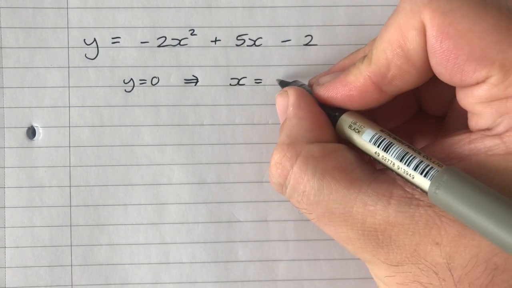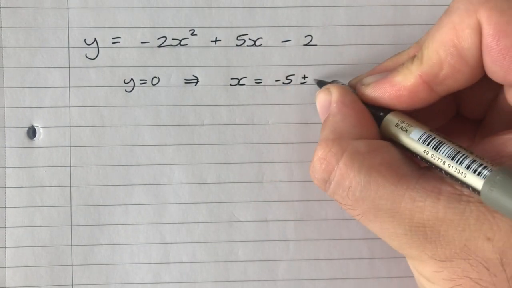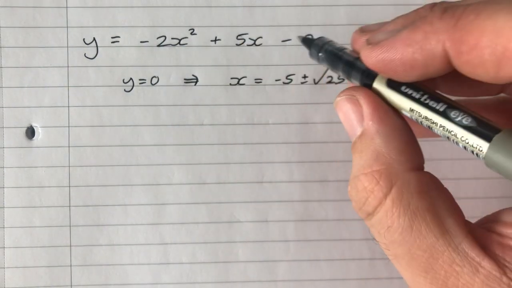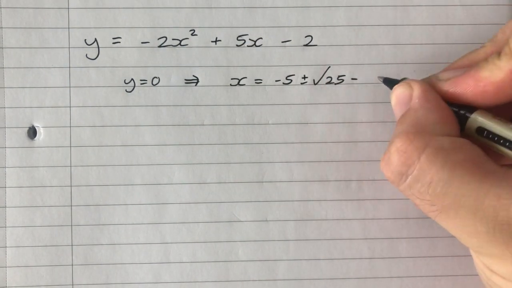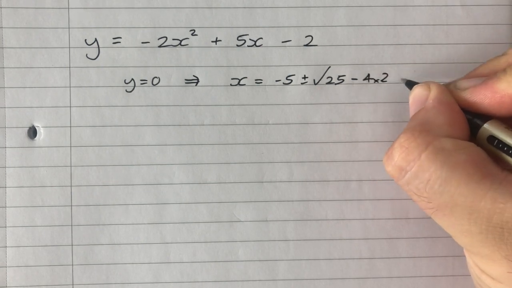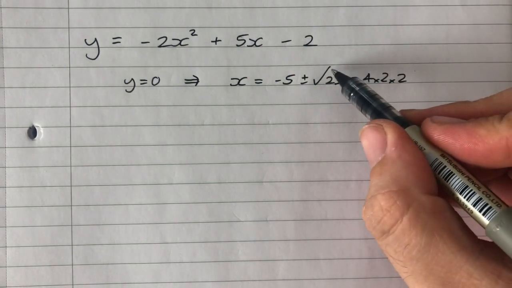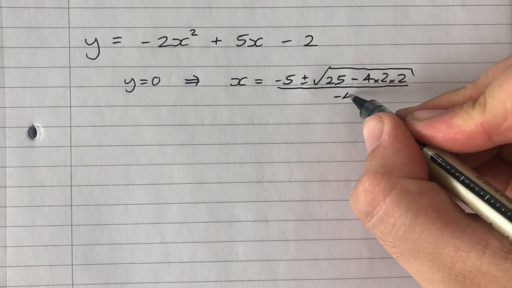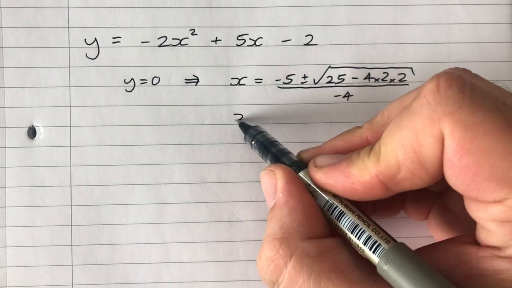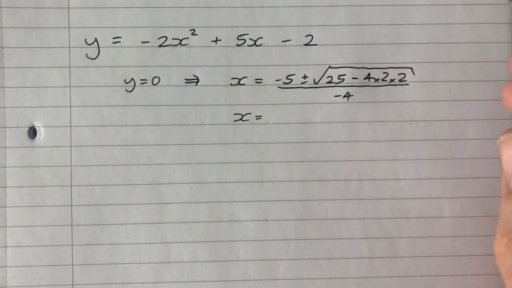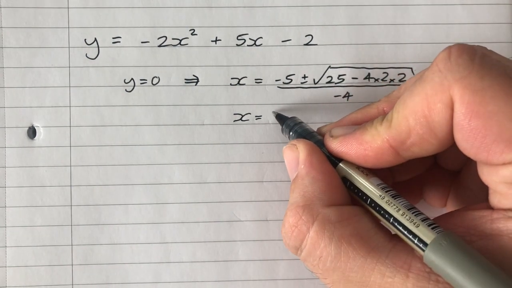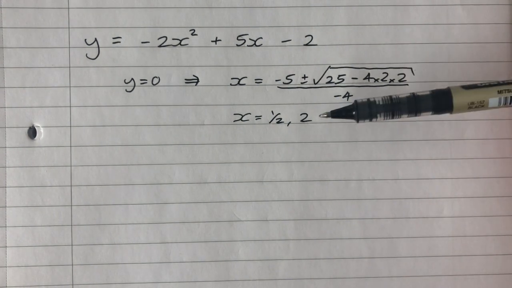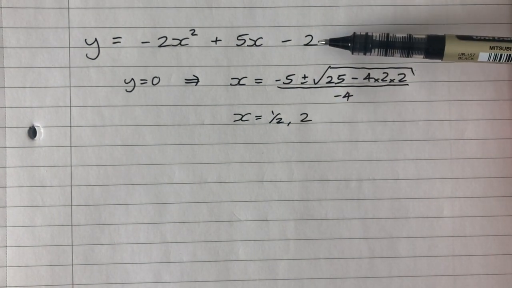So x equals minus b plus or minus the square root of b squared minus 4ac. Well, it's going to give me 3 negatives kicking around there, so it's a negative altogether. So it's 4 times 2 times 2. And that's all divided by 2a, which is minus 4. Okay, so those are my two roots, and they will come out to be a half and 2. So my two roots are a half and 2.